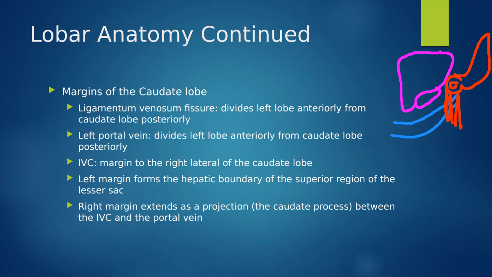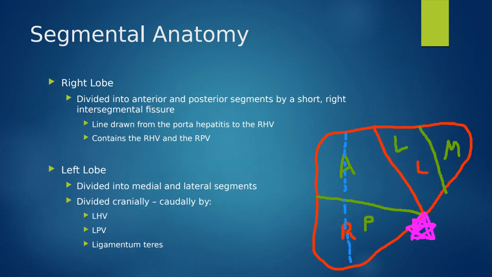We can also see a little extension of the caudate lobe coming in between our IVC and our portal vein. We would usually see our left portal vein there. So it sits between the left portal vein and the IVC. Again, more registry-like questions here.